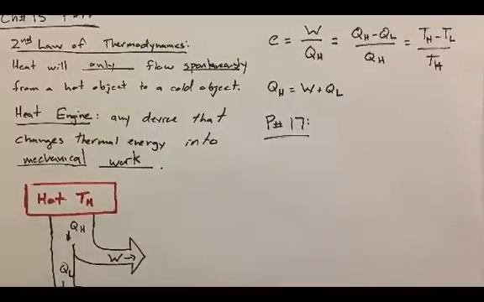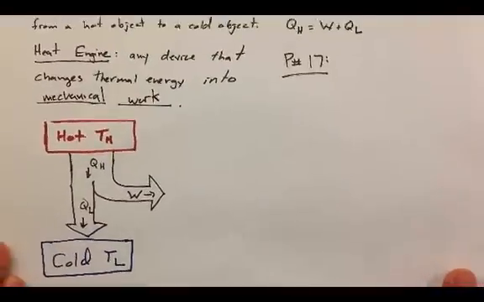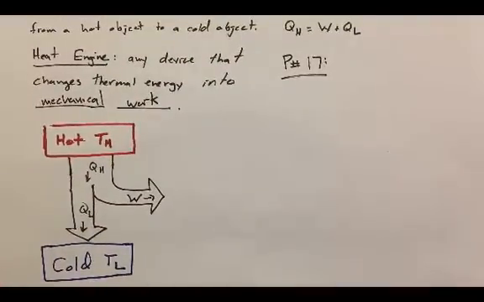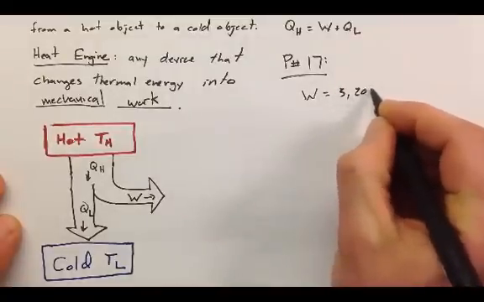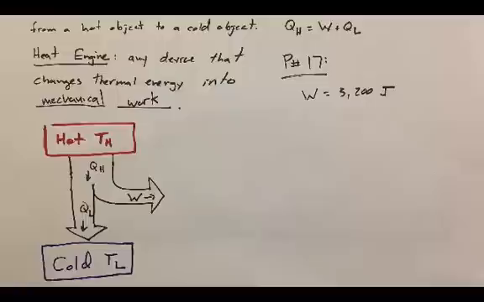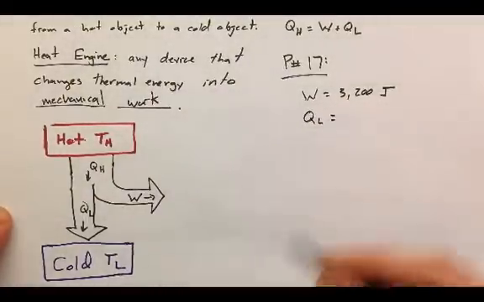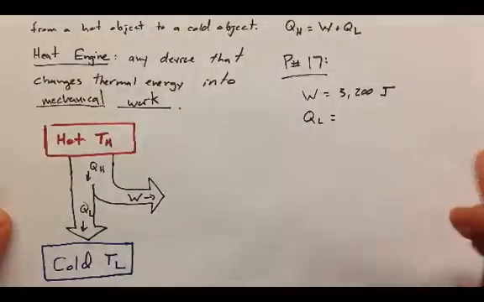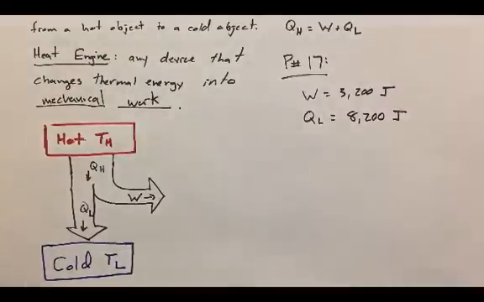Okay, keeping this diagram in mind, let's tackle problem 17 from your homework tonight. Problem 17 says I have a heat engine, and the heat engine does 3,200 joules worth of work each cycle. Okay, and it also says that each cycle that this engine operates in, engines tend to operate in cycles, 8,200 joules worth of heat flow from the hot reservoir to the cold reservoir. What is the efficiency of the engine?